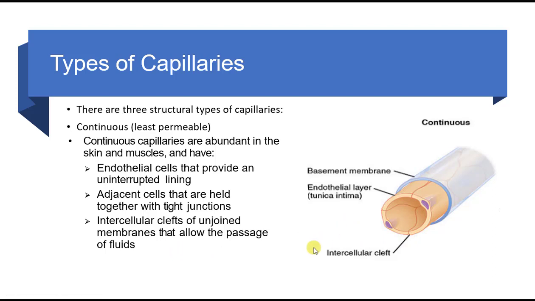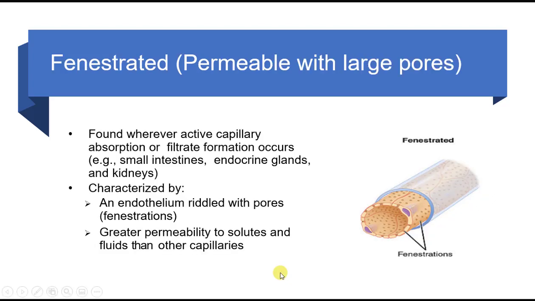So after continuous capillaries, I want to talk about the second type of capillaries present in the human body, and these are fenestrated capillaries. Fenestrated capillaries are basically capillaries which are a little more permeable than continuous capillaries, and they have large pores. And these pores are called fenestrations.